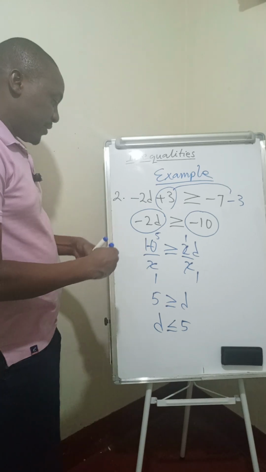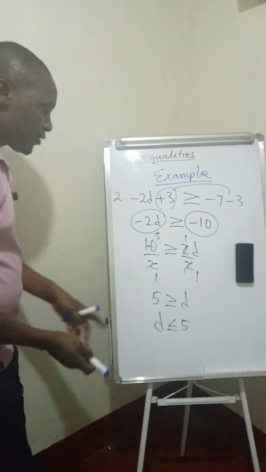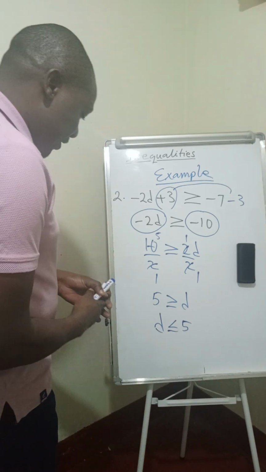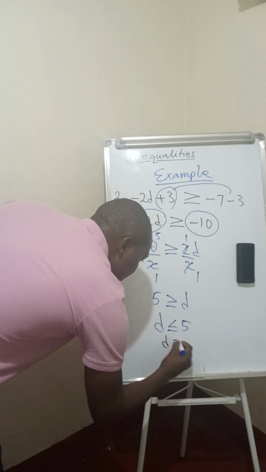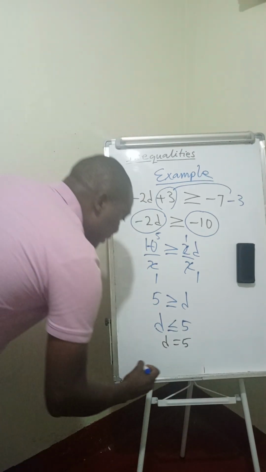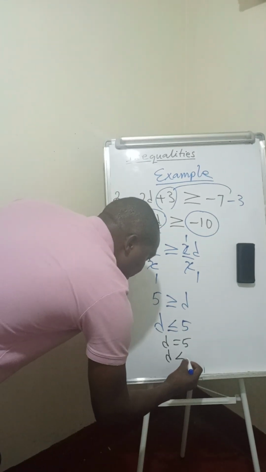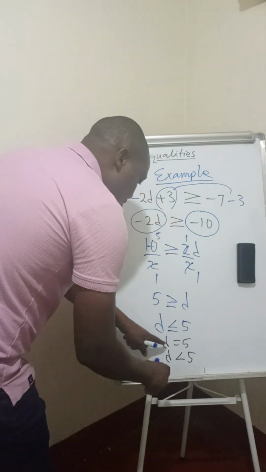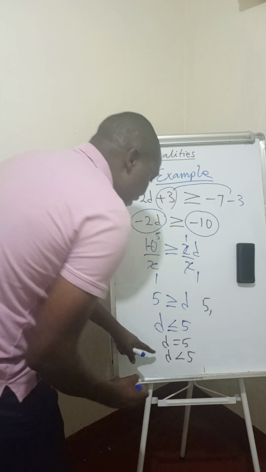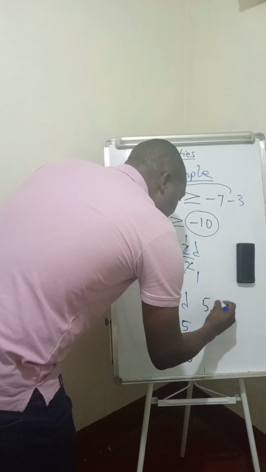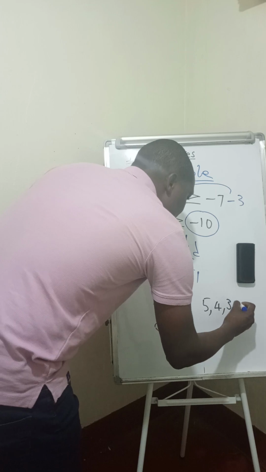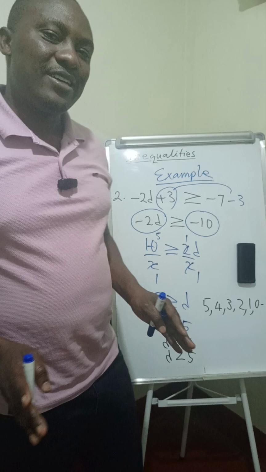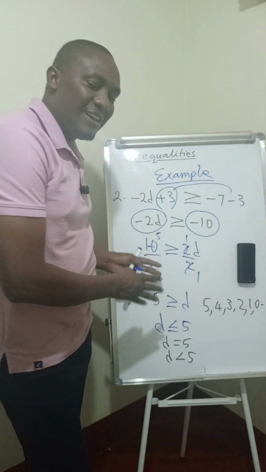Now let's interpret the values of d. d is less than or equal to 5. So the first one is that d is equal to 5. And now d also less than 5. So which numbers are less than 5? So we have the values of d. First we have 5. Numbers less than 5, we have 4, 3, 2, 1, 0. Continue. My dear learners, is there anything hard here?